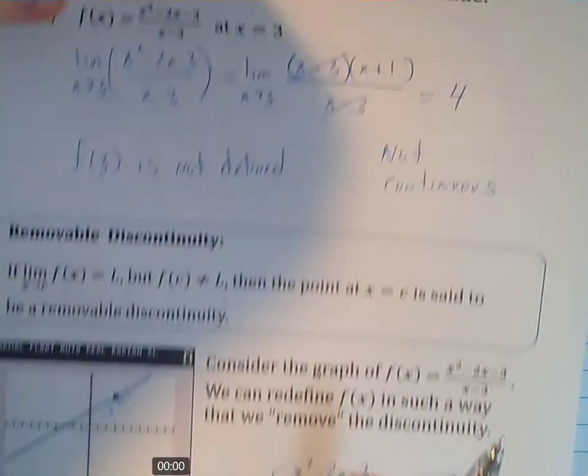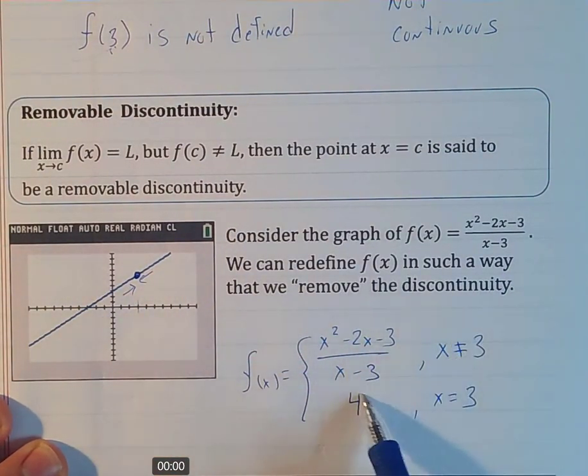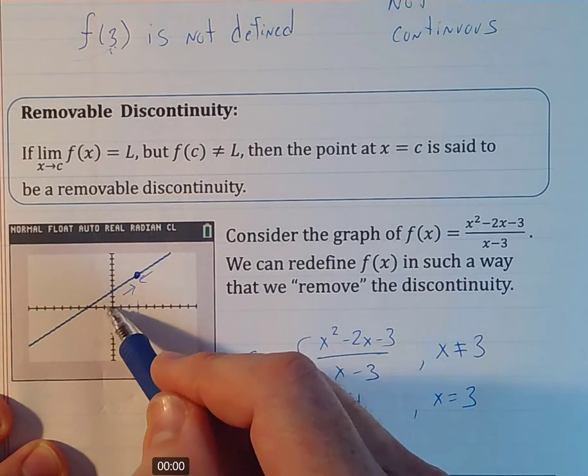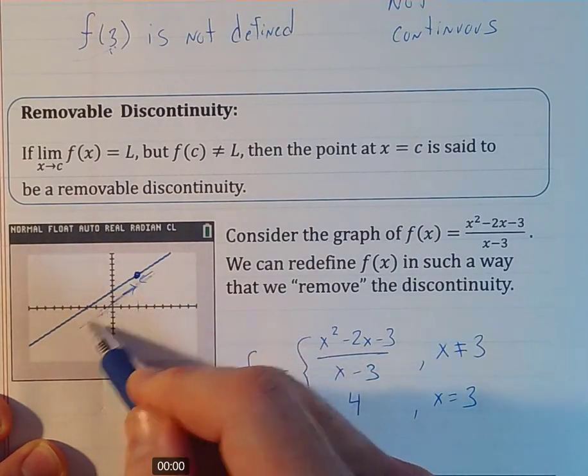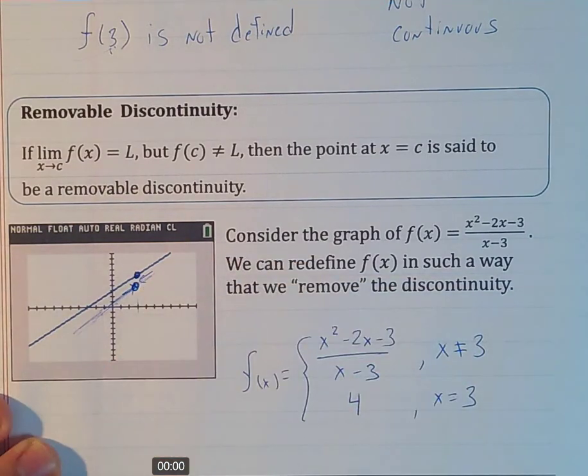And I will note that actually my graph is a little bit wrong here. It looks like this is not the graph of this right here. The graph here would look a little bit more like this. But you get the point, I think. The hole would be here. Anyway, you get the point.